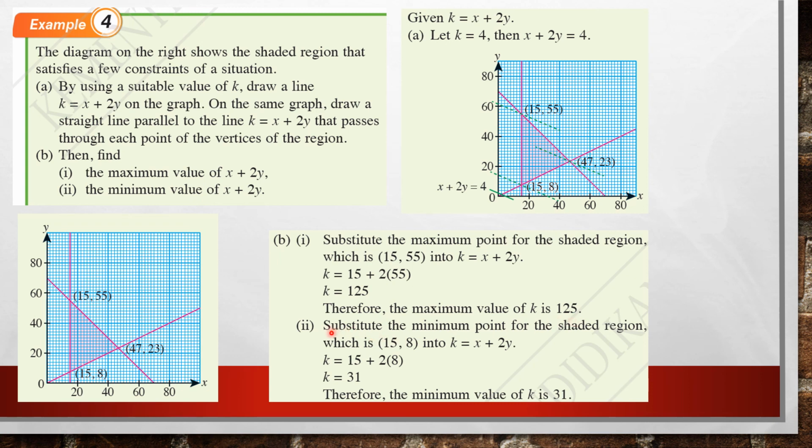Next, for B part 2, they ask for the minimum value. So for the minimum value, the first point that the line will touch is 15, 8. So substitute the minimum point for the shaded region, which is 15, 8, into the objective function k equal to x plus 2y. So what is k? K equal to 15 plus 2 times 8, so you get 31. Therefore, the minimum value of k is 31.